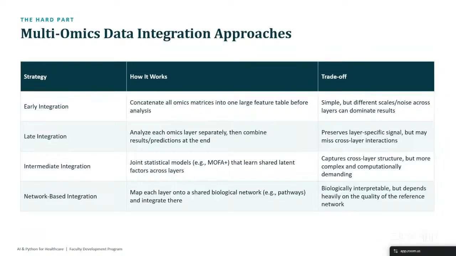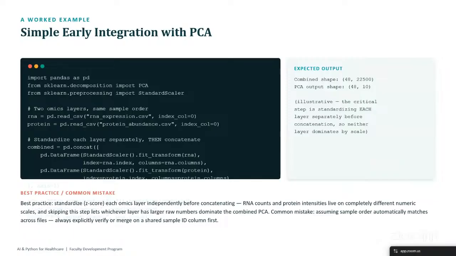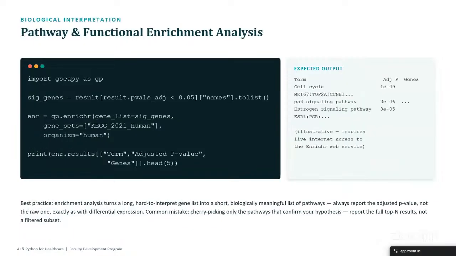So what are the things in the early stage, like strategy, we choose early integration. How it works is to concatenate all the omics matrices into one large feature table before the analysis. The trade-off is that it is simple, but different scales and noise across layers can dominate the results. Similarly, if there is a late integration, or an intermediate integration, or network-based integration, we can also interpret the biologically dependent results using that. So this is the practice exercise that we can do.